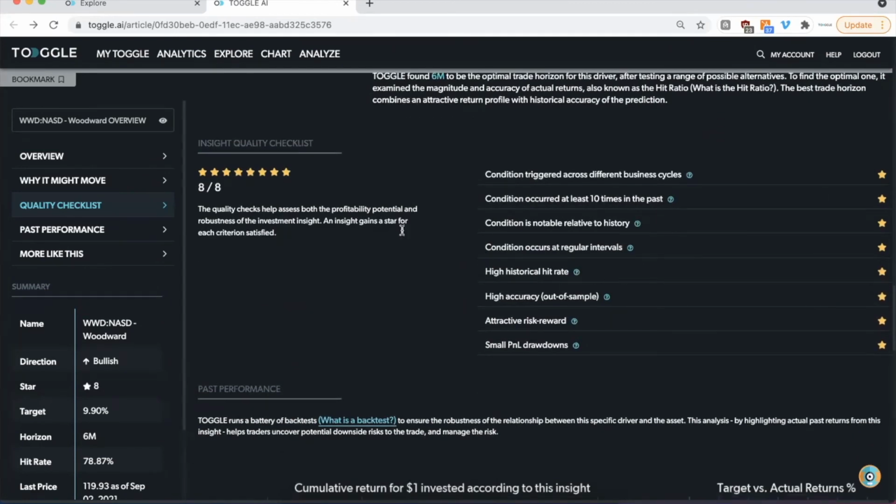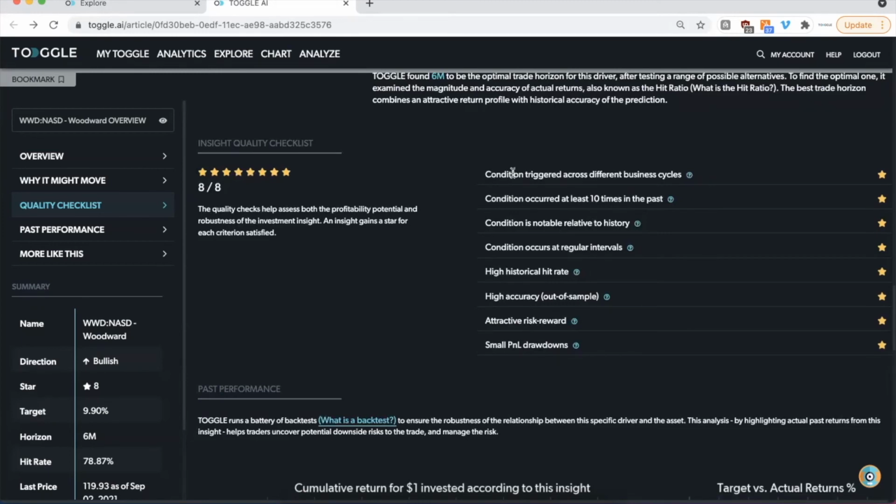Scrolling down, looking at the insight quality checklist. So this is how we award our insight stars. The minimum you'll ever see is a 5-star insight. If it doesn't hit 5 stars, it won't be on the website. And then the max is 8 stars. If it has 8 stars, like this one does, that means that the insight has met all 8 conditions.